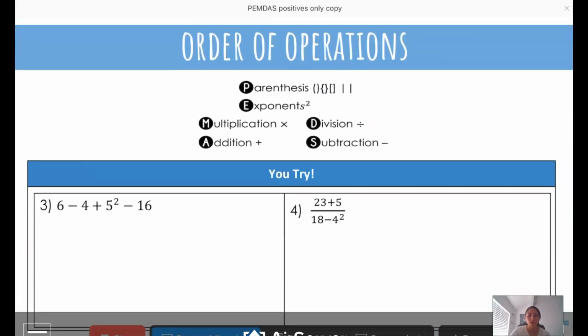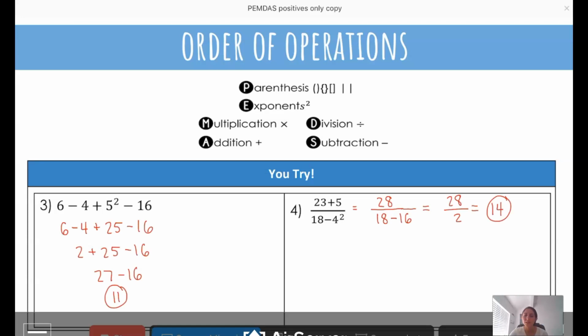And then when you're ready, try number 3 and 4 on your own. And then again, you'll hit continue when you're ready to check your answers. All right, take a moment, check your answers with mine. If you made a mistake, check my work with your work and see where you went wrong. If you got everything right, then you're good.